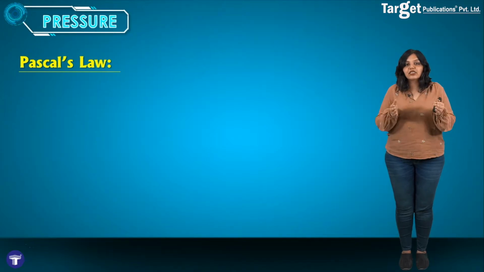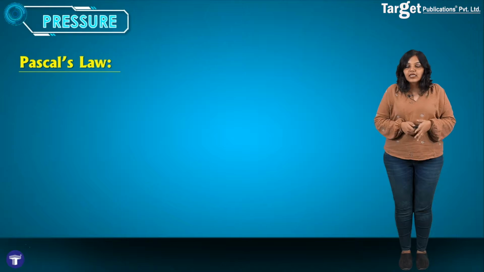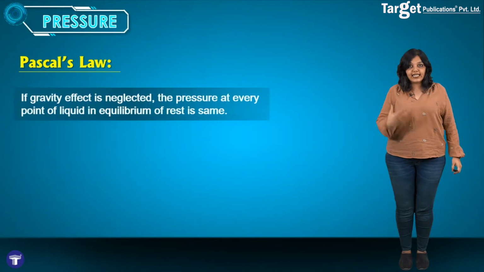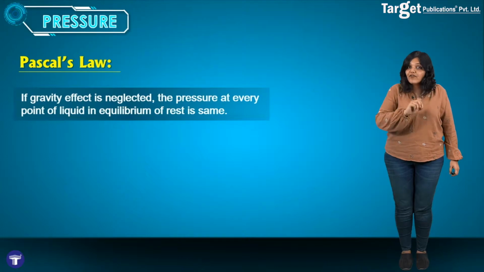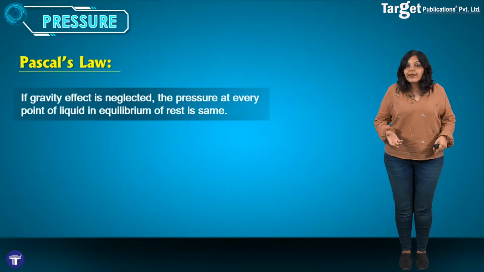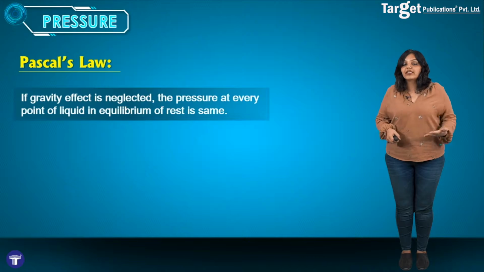And that brings me to the concept of Pascal's law. Now, Pascal's law basically says that if the effect of gravity is neglected, then the pressure at every point of the liquid in equilibrium of rest is the same. So what does it mean by neglecting the effect of gravity? It exactly means what I'm trying to ask.